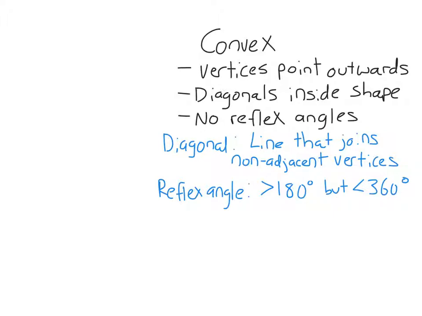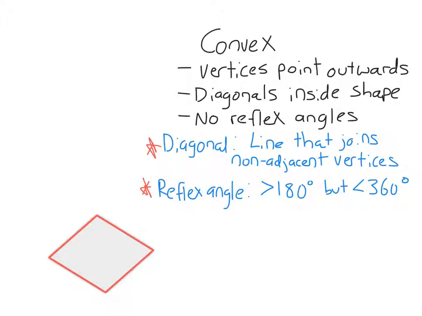So a convex quadrilateral means that all the vertices, which means corners, point outwards, that the diagonals are inside the shape, or that it has no reflex angles. If any of those is true, the shape is convex. So I just put the definitions here for you in case you don't know what a diagonal or a reflex angle is. But as usual, it'll be good if we look at an example.